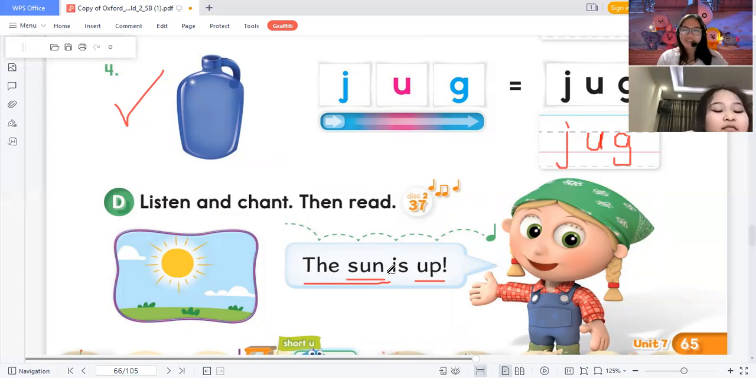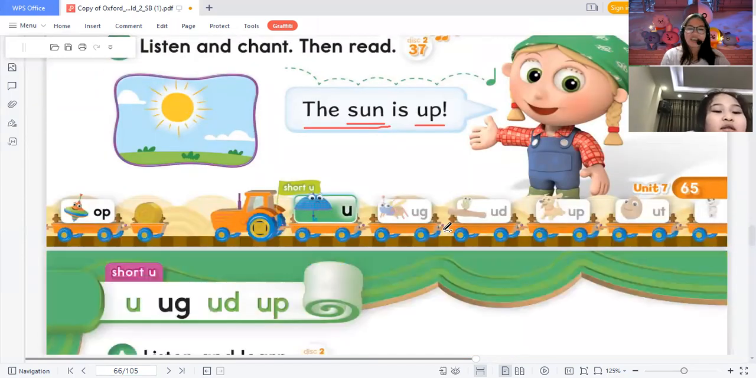Okay, very good. All right, so I guess you already understand what the sentence is all about, since you can see the picture on the right side. Okay, the sun is up. Oh, good. I like that. I'm going to write it down so you can also remember this. The sun is up.